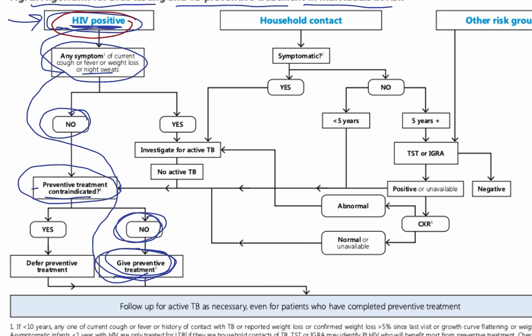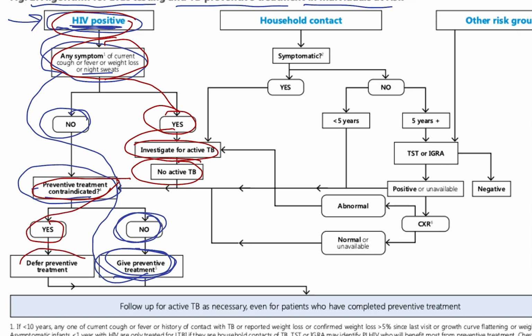HIV positive patient, any symptom of current cough or fever or weight loss or night sweats? Yes, investigate for active TB. No active TB? Check for contraindication. Contraindication present, defer preventive treatment. In both cases, follow for active TB as necessary, even for patients who have completed preventive treatment. If there is no contraindication, then you can simply give preventive treatment.